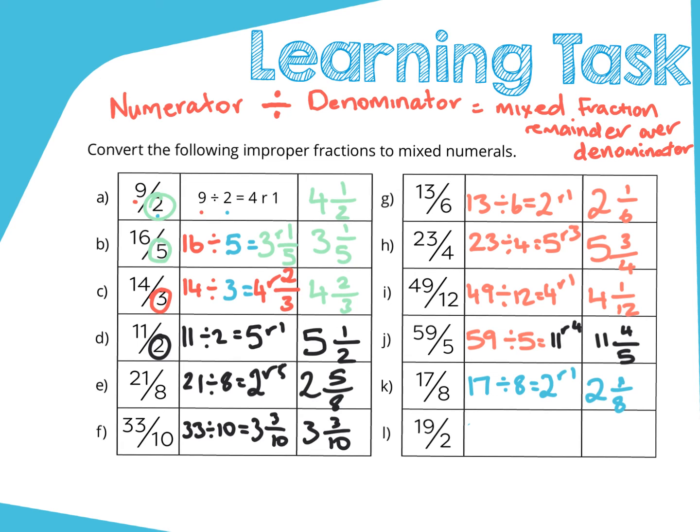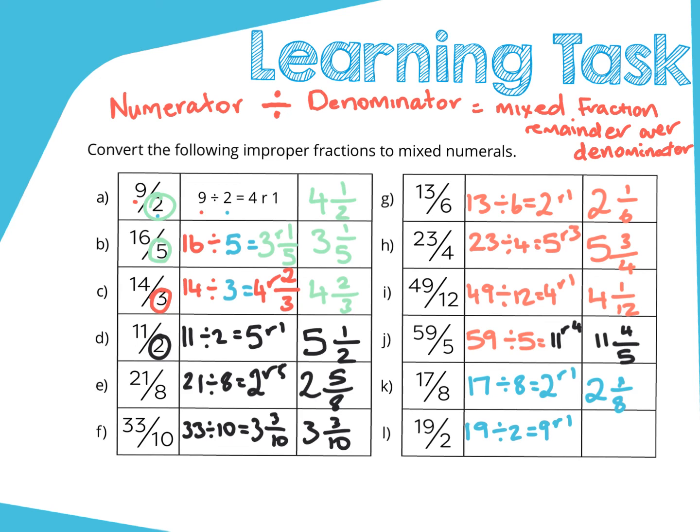All right. So hopefully you got those right. So check yours now. What I've also got here too, we'll do the last one together. So let's go 19 divided by 2 equals. So 19 divided by 2. So I know that 2 times 9 is 18. So it's 9. Remainder 1.